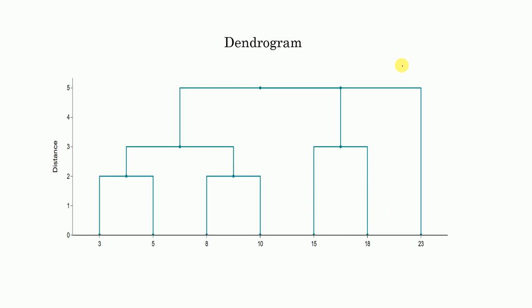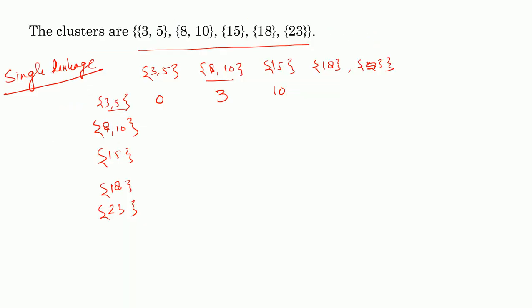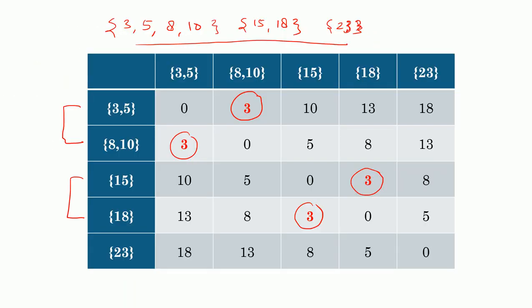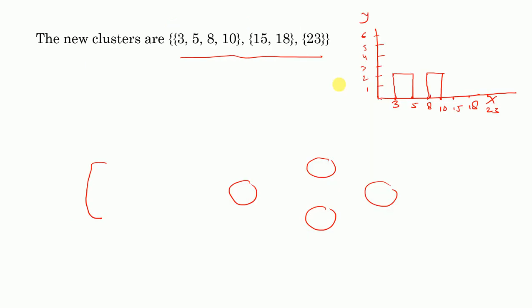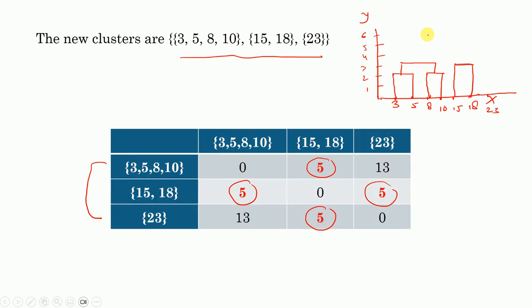Now after this, go back: 3 5 8 10. Now the distance was 3, between 3 5 8 10 and 15 18. So these are merged, and 15 and 18. Look at this, the distance is 3. So we have to increase up to this distance 3. And finally we have merged all these and the distance was 5. So the complete diagram is here.